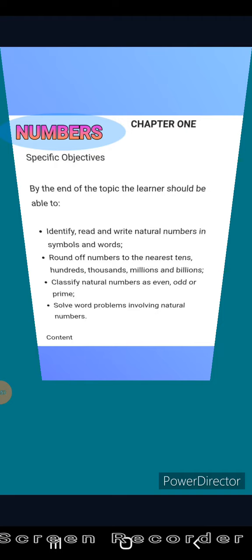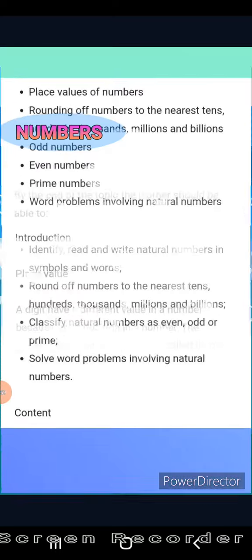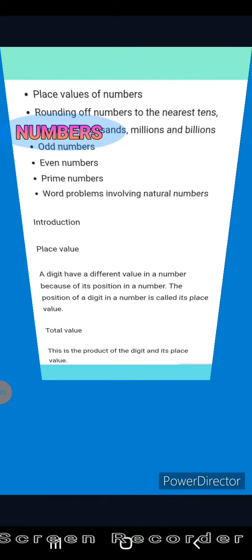So let's check the content now. The content states that first, place value of numbers. 2. Rounding off numbers to the nearest tens, hundreds, thousands, millions, and billions. 3. Odd numbers. 4. Even numbers. 5. Prime numbers. 6. Word problems involving natural numbers.